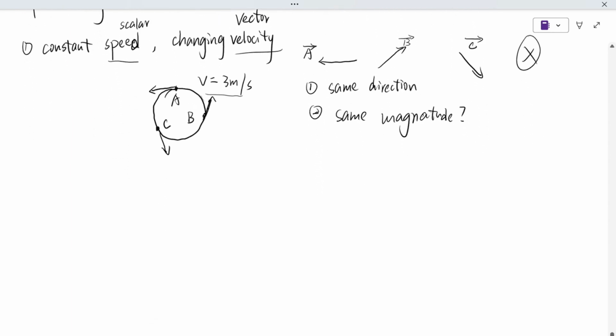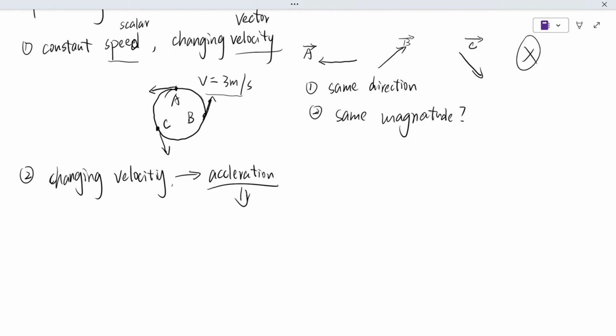That's the first speciality. The second one is, we already told you, the changing velocity. It has changing velocity in circular motion, which means it got acceleration. And we call this type of acceleration centripetal acceleration. And there's actually a formula for it, which is a equals v squared over r.